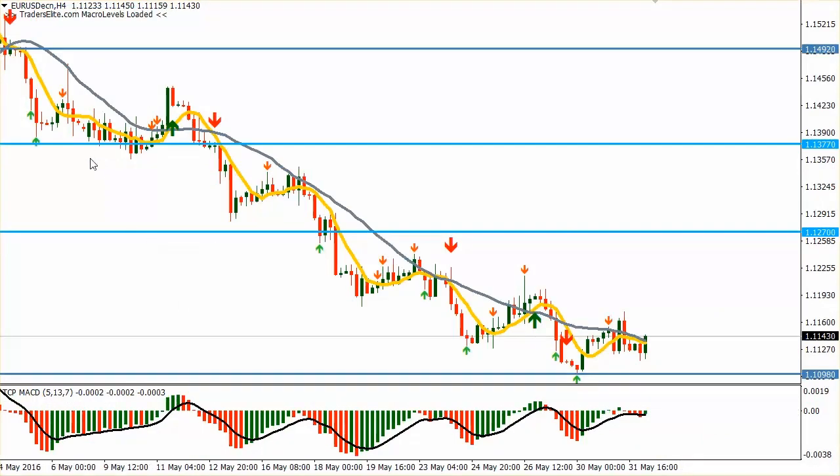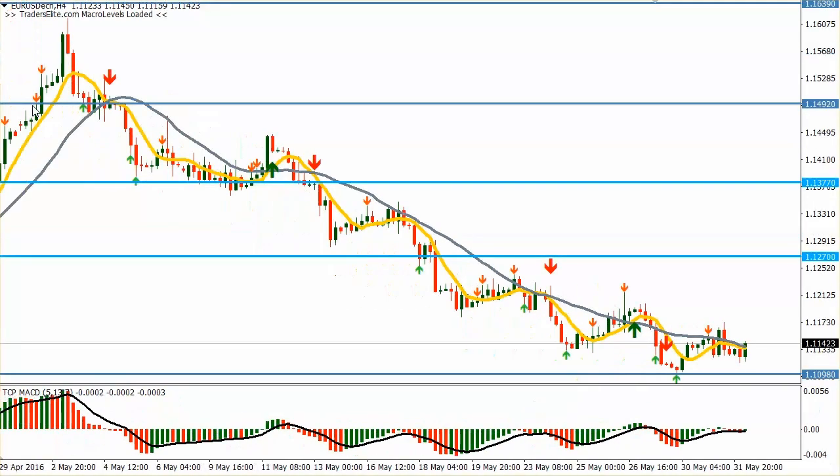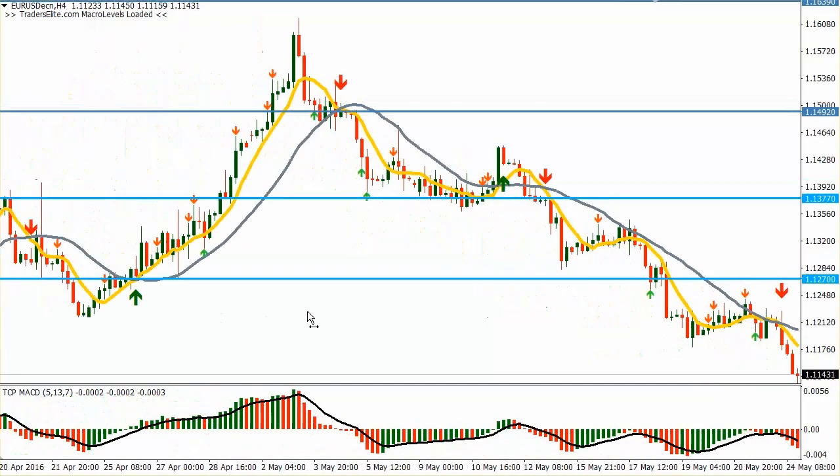Here on the euro, this one over here seems nice. We've got a trend catcher trade to the downside. Okay, it bounced off macro levels. We see a price flip, then another couple of price flips, and then another trend catcher trade, another one over here, and then we see trend catcher trades to the downside all the way through.